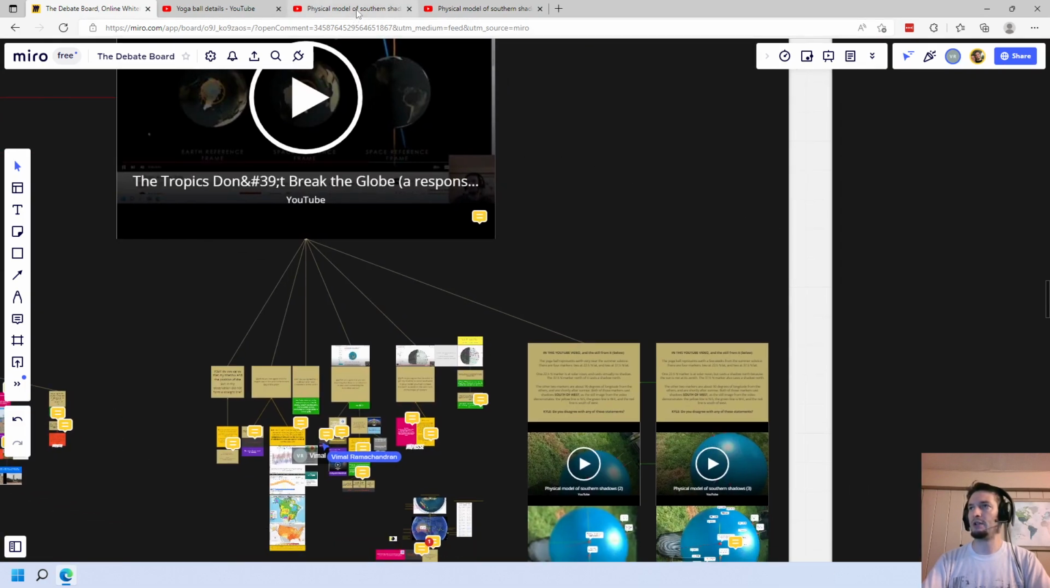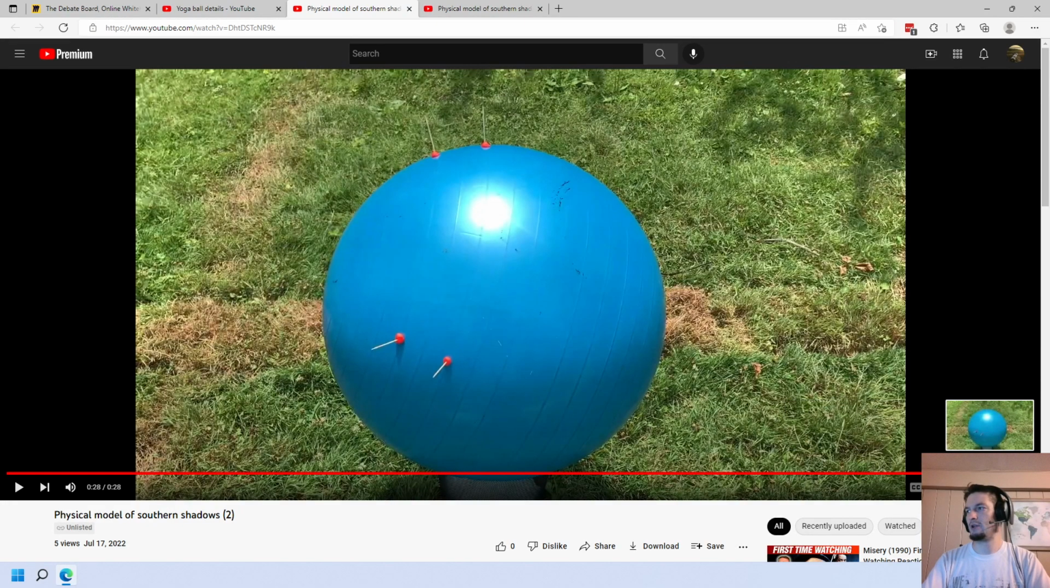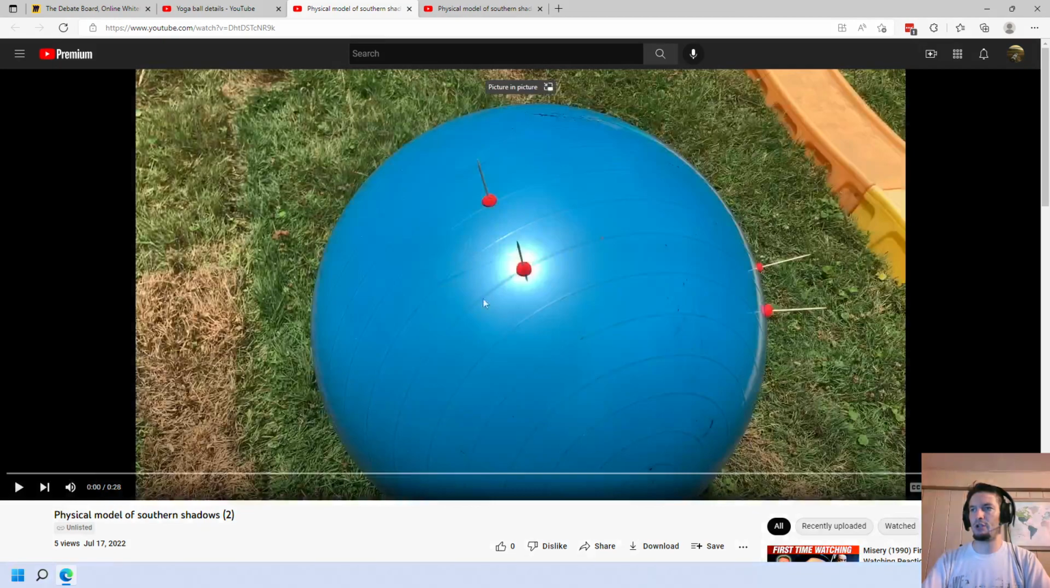So I'm going to start with the first video I want to show, which uses the yoga ball and 4 markers held in place with Play-Doh. I'm going to play the video once and then play it again, pausing it and identifying certain features. So this is the Earth very, very close to the summer solstice, and it's meant to show that there can be shadows north of the Tropic of Cancer at sunrise, the shadows pointing south of west.